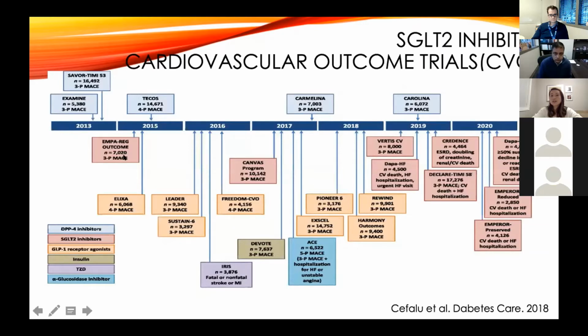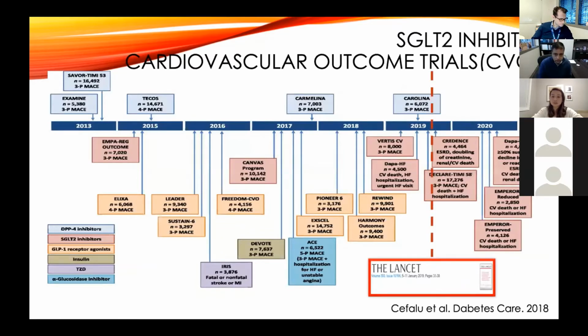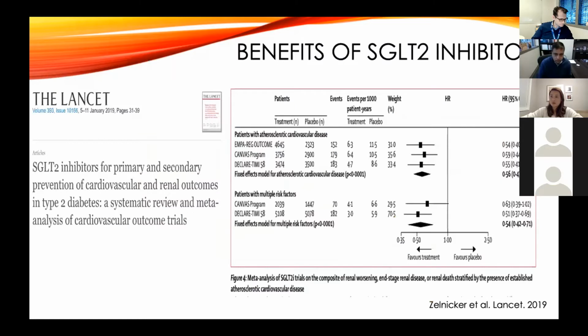Those highlighted in red are the SGLT2 inhibitor trials, all of which showed robust cardioprotective and renoprotective benefits of SGLT2 inhibitors. So pointed out in this meta-analysis of the 3 big trials of empagliflozin, canagliflozin, and dapagliflozin is a robust benefit in reducing progression of renal disease, regardless of whether they have atherosclerotic disease or not.